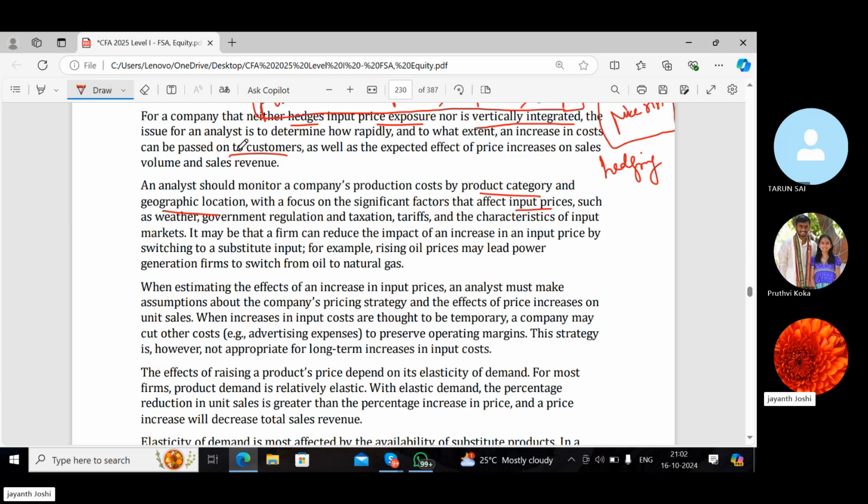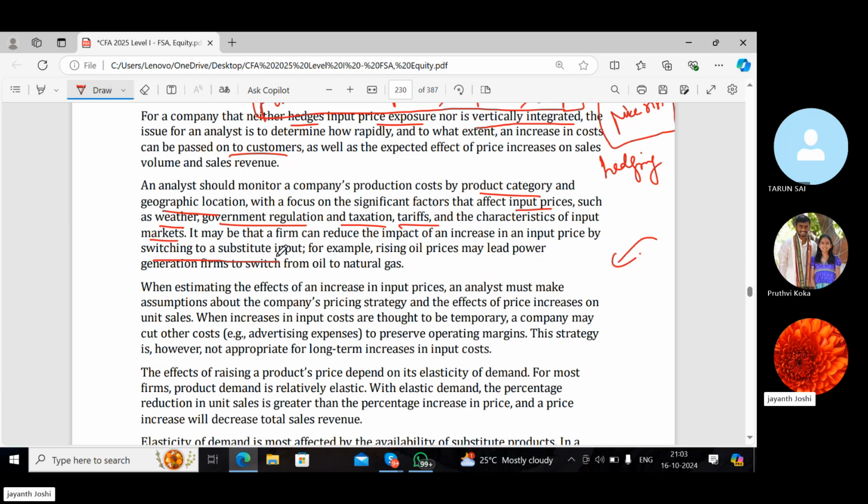What are the factors that can increase the prices? There can be any reason, whether the government regulation, the taxation, the tariffs. When you buy goods from other countries or import, tariffs are levied, right? And the characteristics of input markets. A firm can reduce the impact of an increase in an input price by switching to a substitute input.